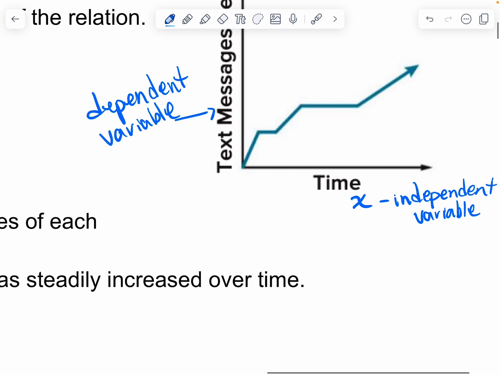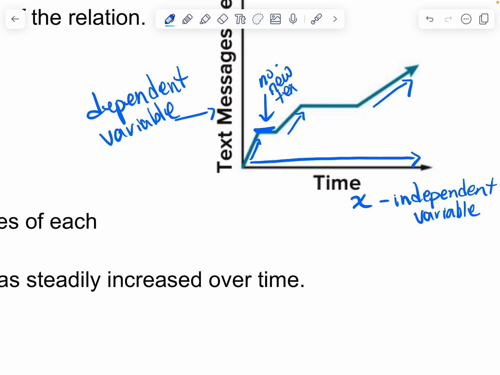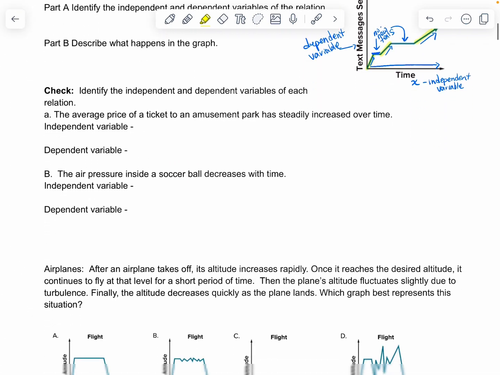Okay. So what this is saying is as I increase my time, I get more and more and more text messages. Okay, this part right here, no new texts. This part right here, no new texts. But I should highlight this. Here, here, and here, I'm receiving text messages. That's what that means.